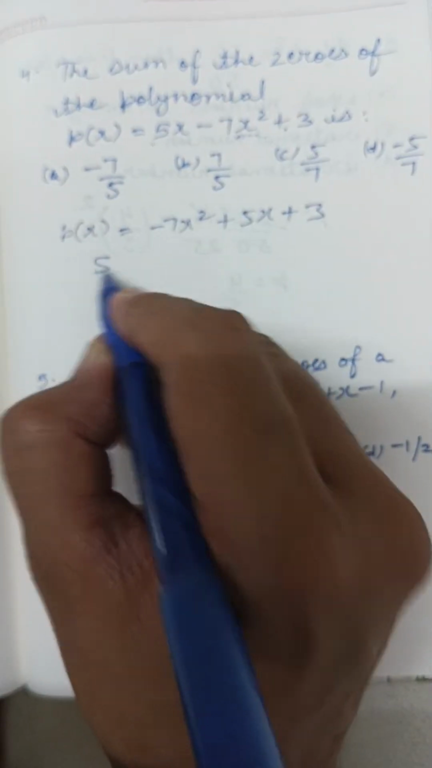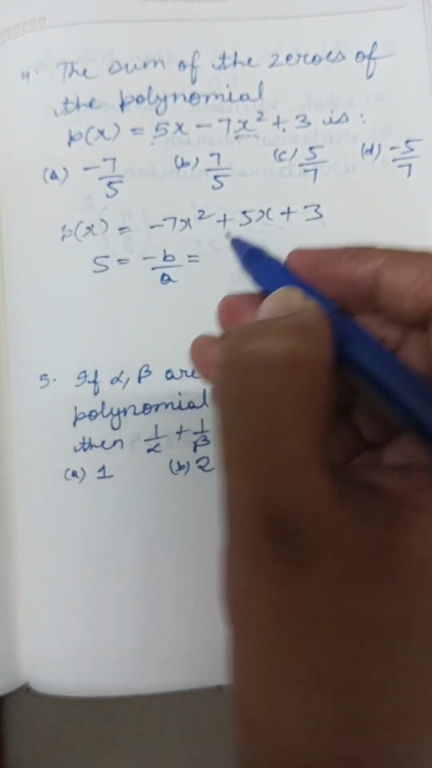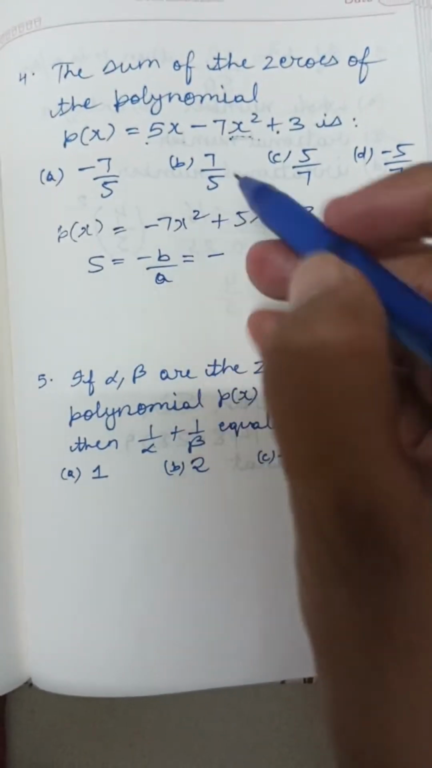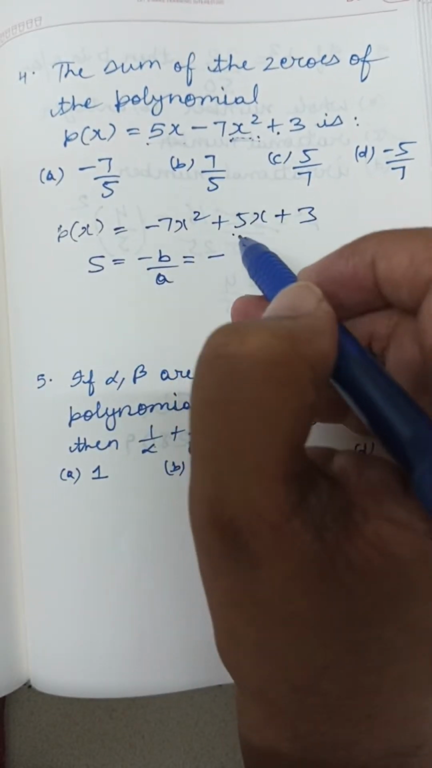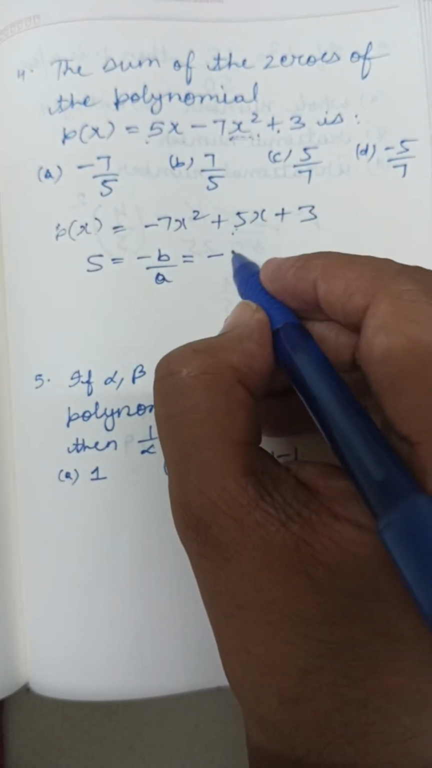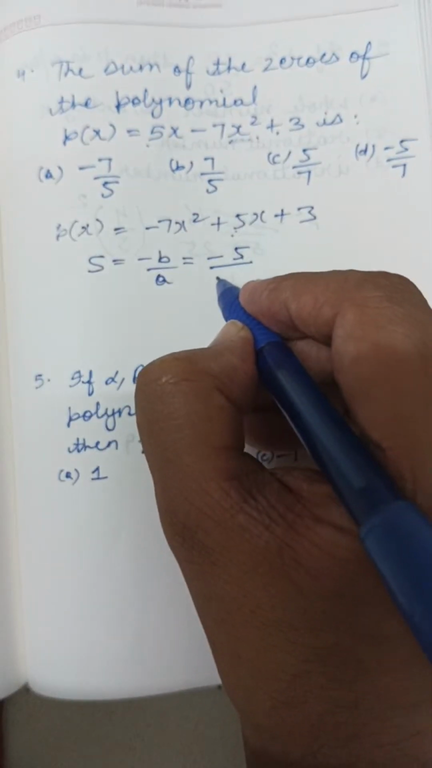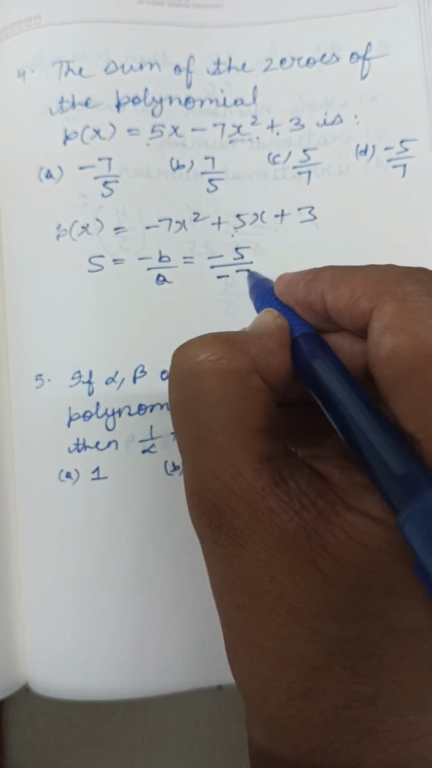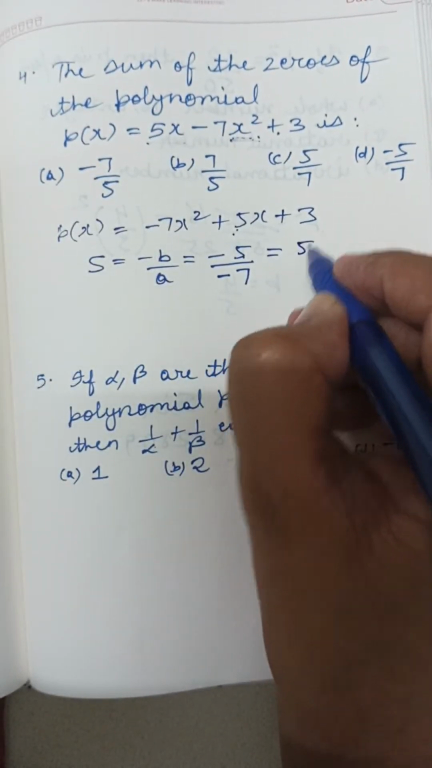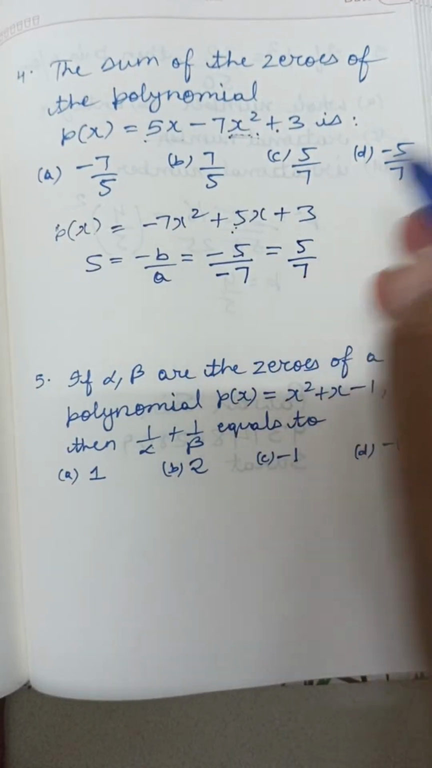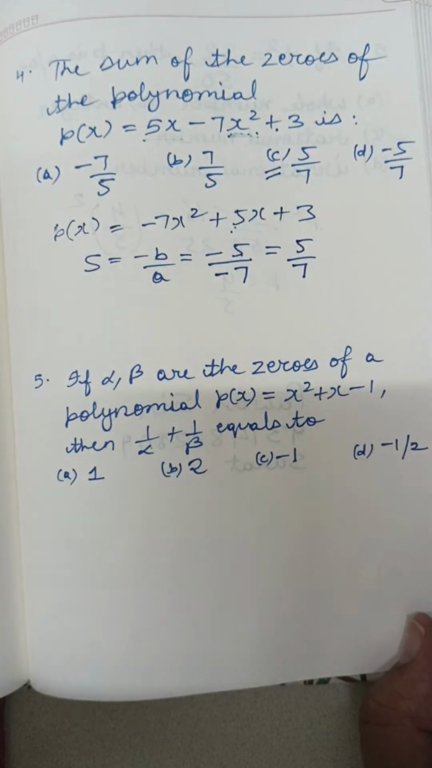As you know the formula, sum of zeros is equal to minus b by a. So minus b. What is b in this? You have not to check from this. You have to check from this. So b is 5. So minus of 5. What is a? Minus 7. So minus minus becomes positive sign. So the answer will be 5 by 7. So correct option is C. This is one of the more important questions.